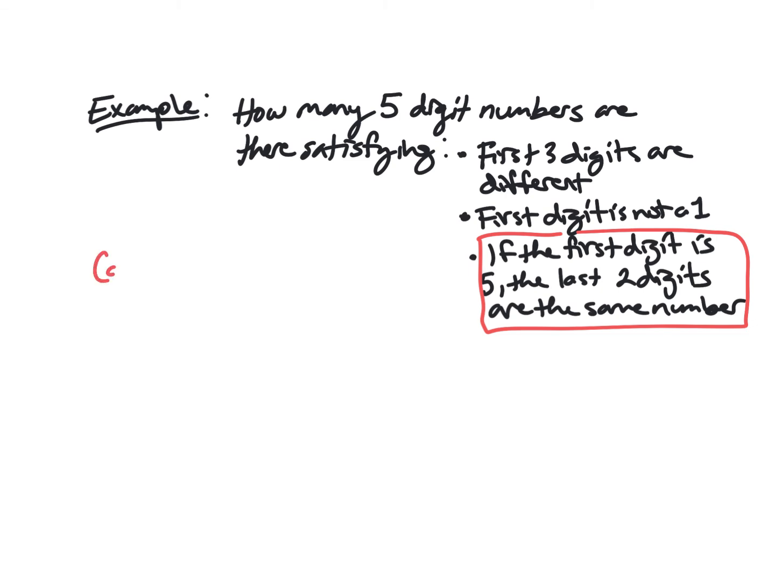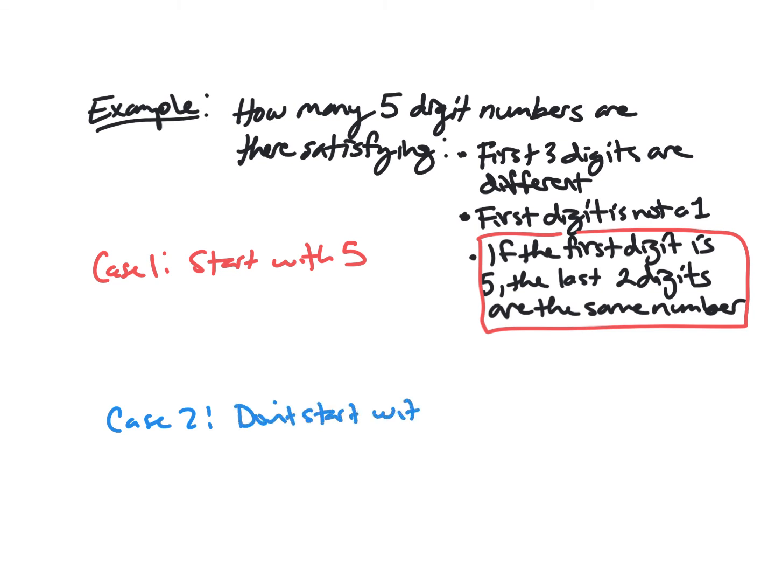So like case 1 is going to be you start with 5. And then case 2 will be that we don't start with 5. Okay, and so that's how we're naturally seeing this go into 2 groups, and then we'll add up the number of things in case 1 plus the number of things in case 2.